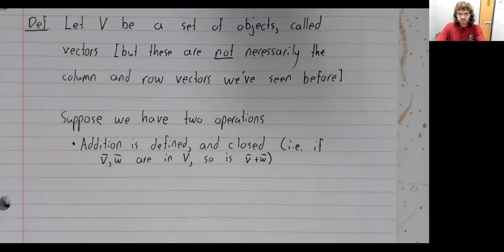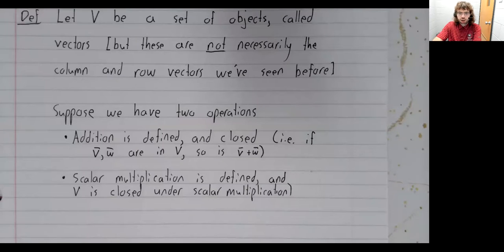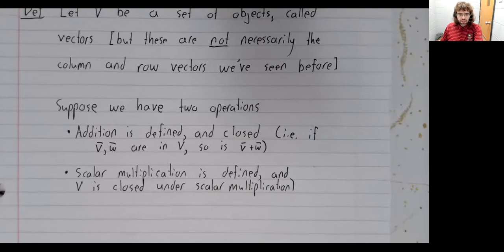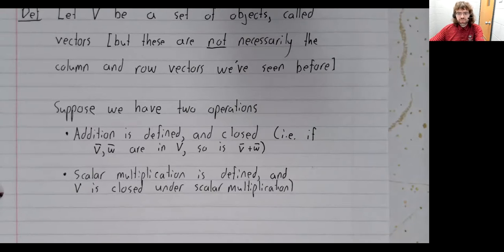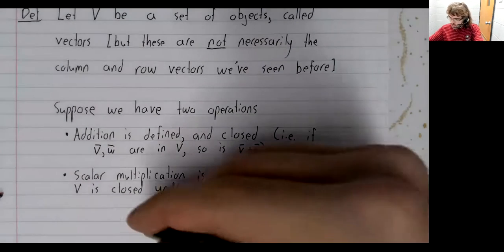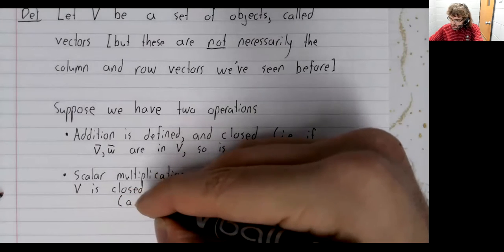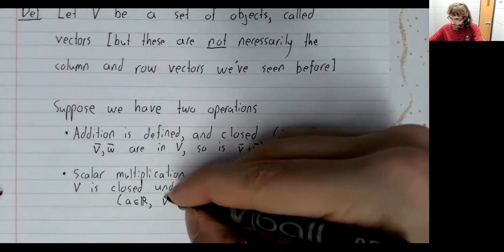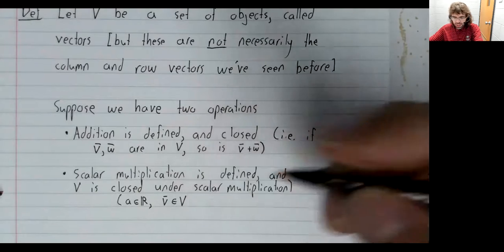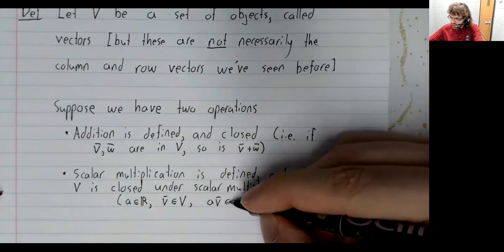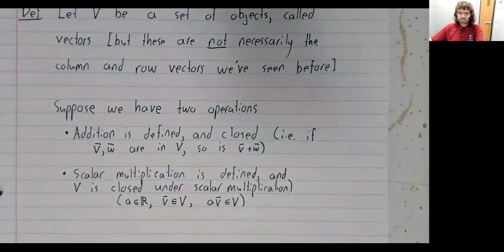Suppose we further have an operation called scalar multiplication. Scalar multiplication is multiplication by a real number. And this set is closed under scalar multiplication. So that is to say, if A is any real number and V is a vector, then A times V is a vector.